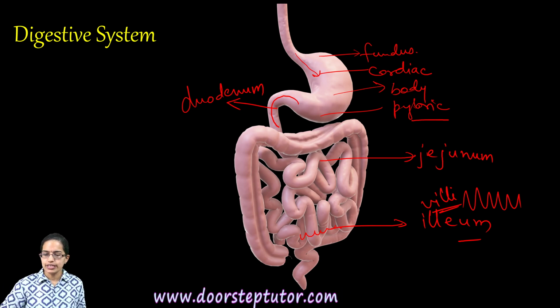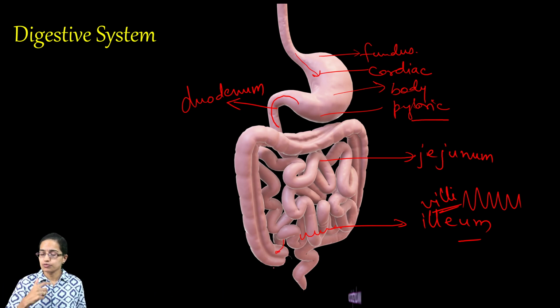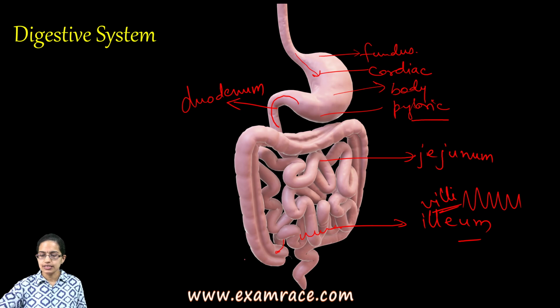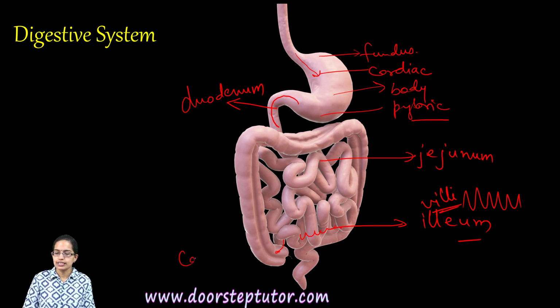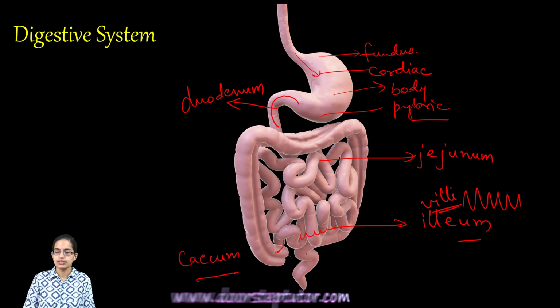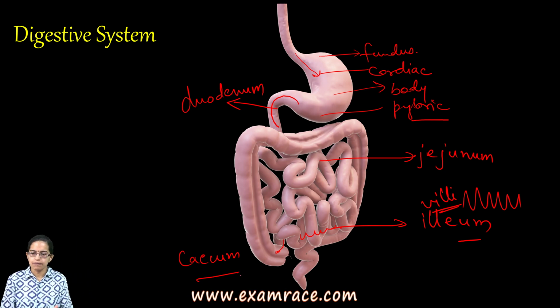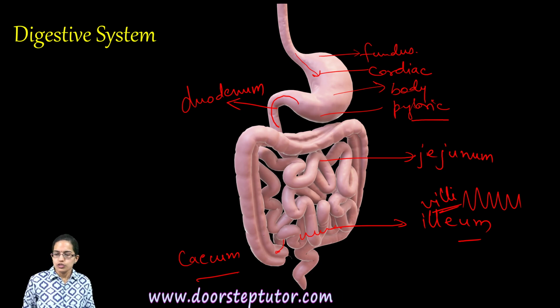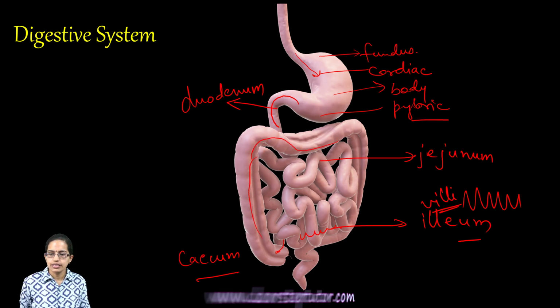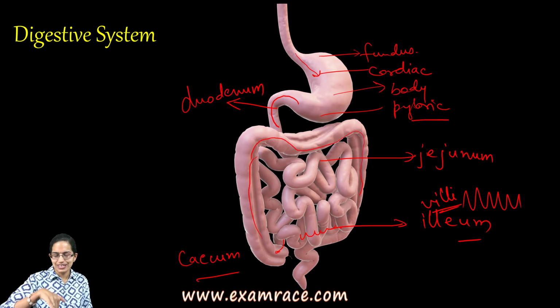From the small intestine you have the large intestine that connects. The first part of the large intestine is known as cecum, and this cecum is one of the broadest parts again. Then you have the colon. So this is the whole of the large intestine surrounding the small intestine, as you can see.